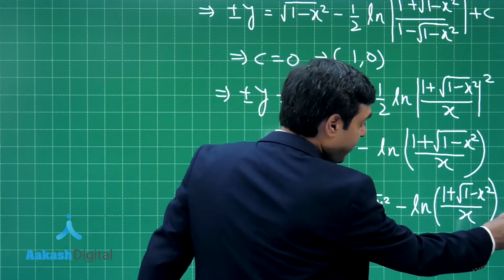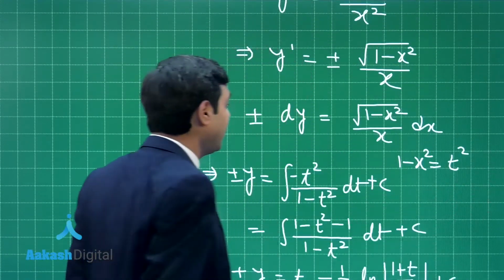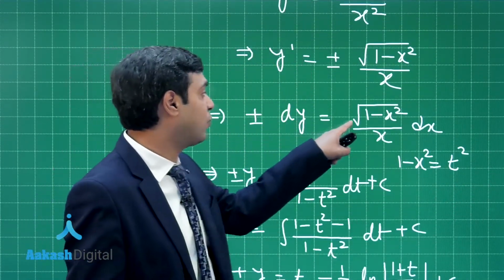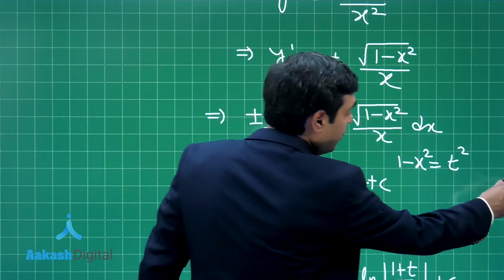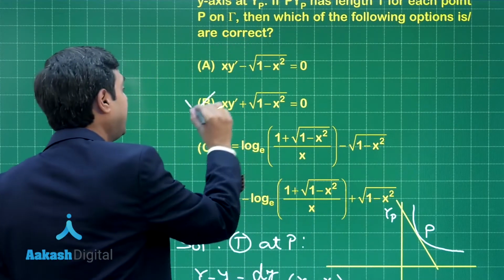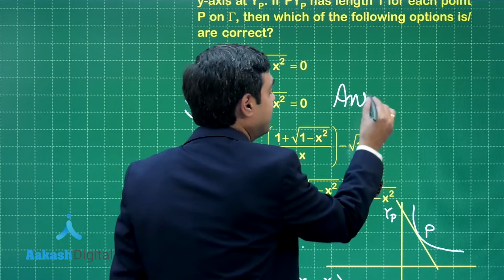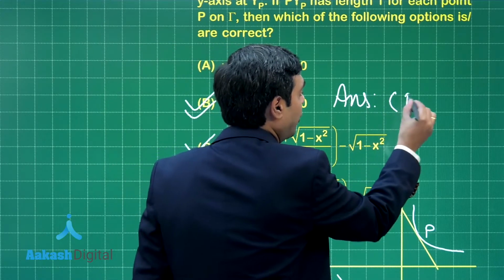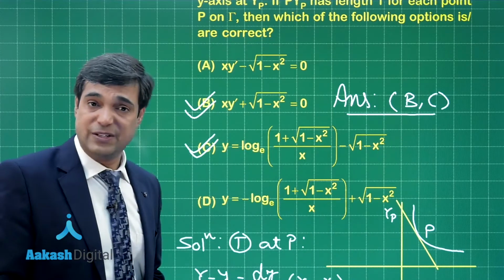When you say this is the curve, obviously you have to find the differential equation as well. It would be minus dy equals root of (1 minus x square) upon x into dx. So from the given options, when you observe, you can see option B and option C are our correct answers, while A and D are not. So this is clear. Let's move on to the next question of this section.